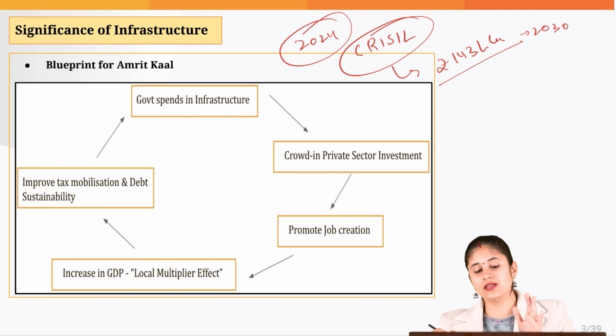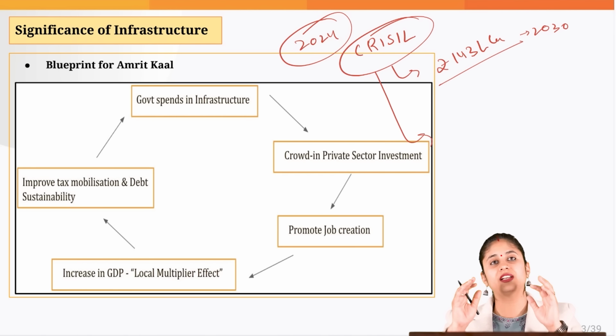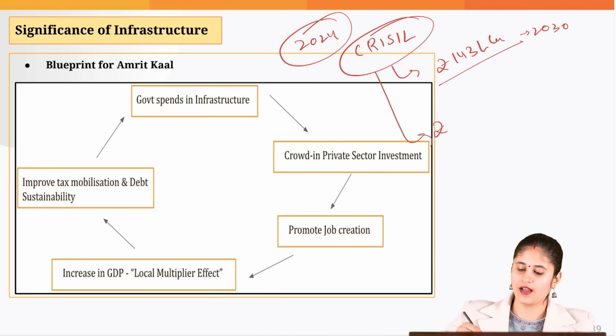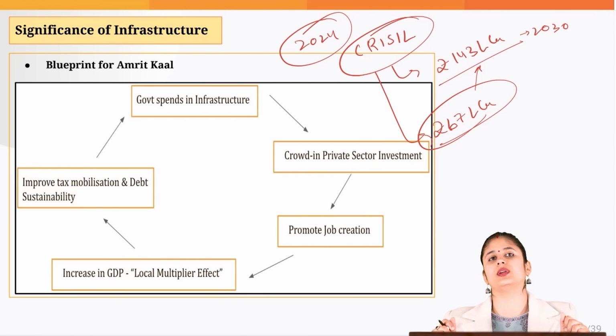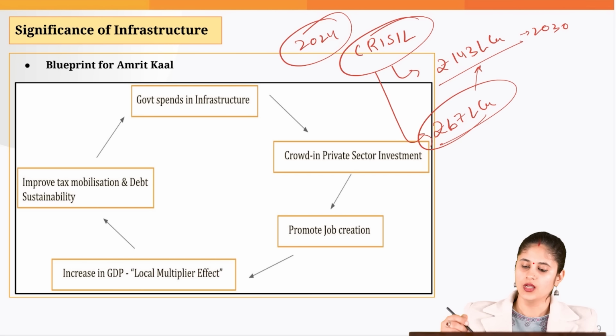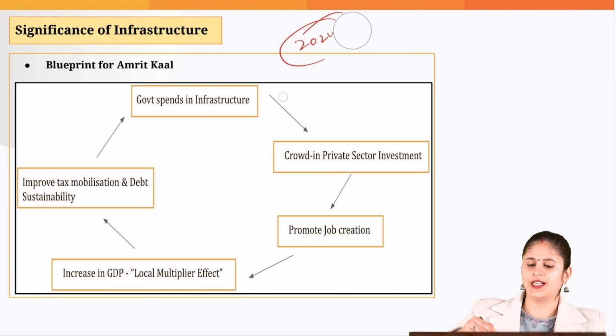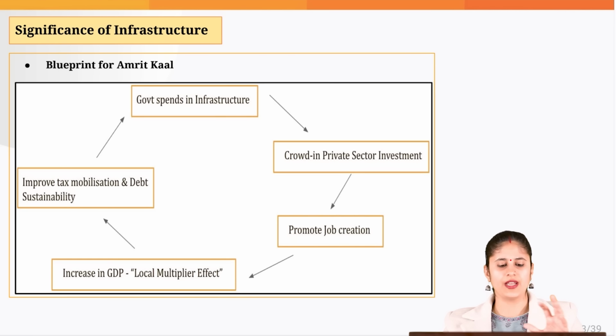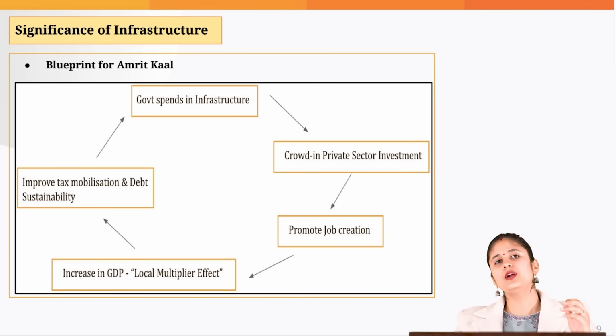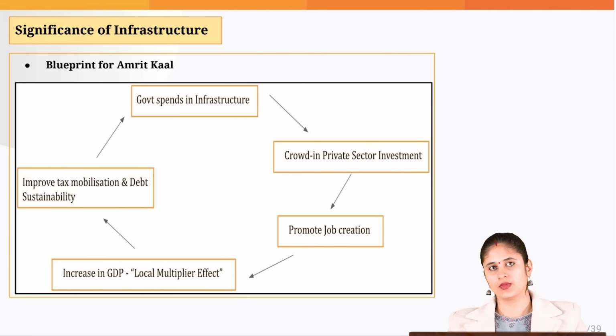And in the last 7 years, how much investment have we done in infrastructure? It is half this amount, that is 67 lakh crore. So we need to almost double the investment that we are doing in infrastructure. Alright, so this is a data fact that you can use whenever you are writing an answer with respect to infrastructure financing in India. Alright, now why do we need to invest in infrastructure?